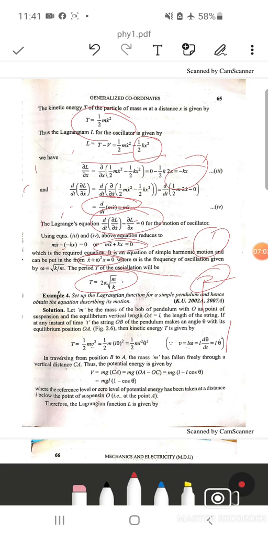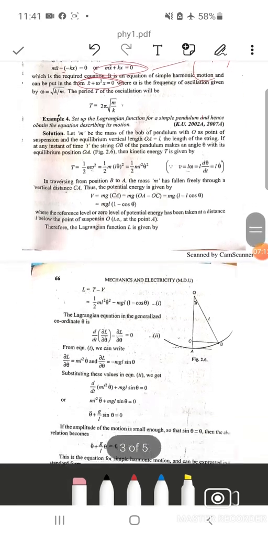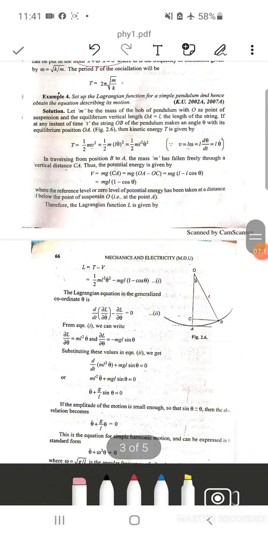That was all about the harmonic oscillator. Similarly, next is the example of the simple pendulum.